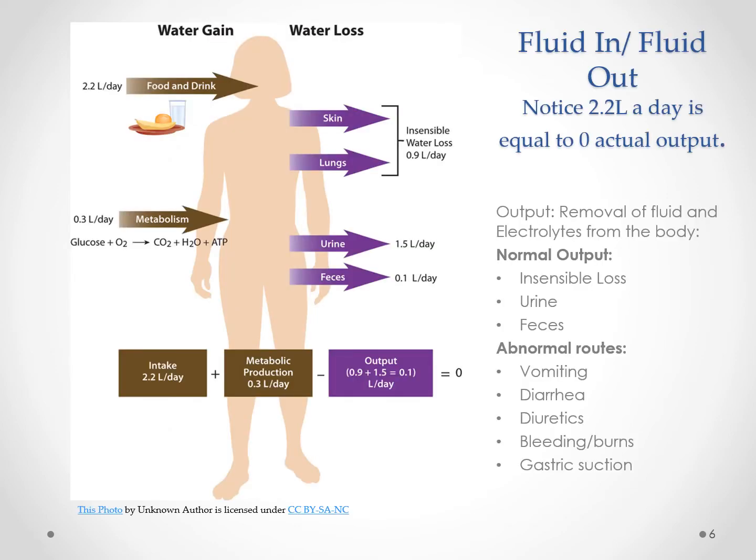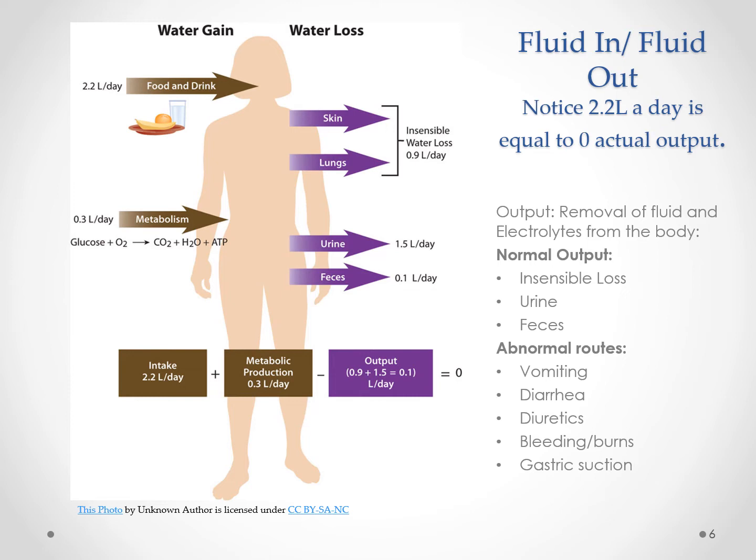Okay, fluid in, fluid out. Let's go. Water gain and water loss. If you look at this chart, on the left you're going to see your food and drink, your intake, and your metabolism production. That's how much fluid you're gaining per day. So that means you've got to drink 2.2 liters a day. Do you see what I mean? To have the right output.